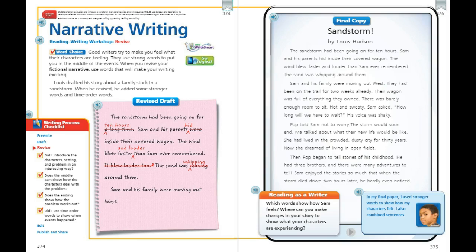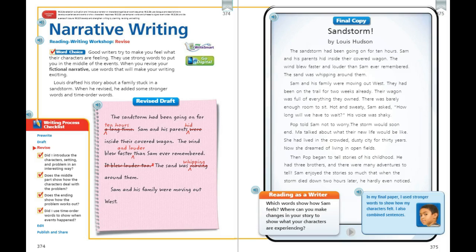Hot and sweaty, Sam asked, "How long will we have to wait?" His voice was shaky. By telling us his voice was shaky, we get a good idea of what his character's feeling. Pop told Sam not to worry. The storm would soon end. Ma talked about what their new life would be like. She had lived in the crowded, dusty city for 30 years. Now she dreamed of living in open fields.